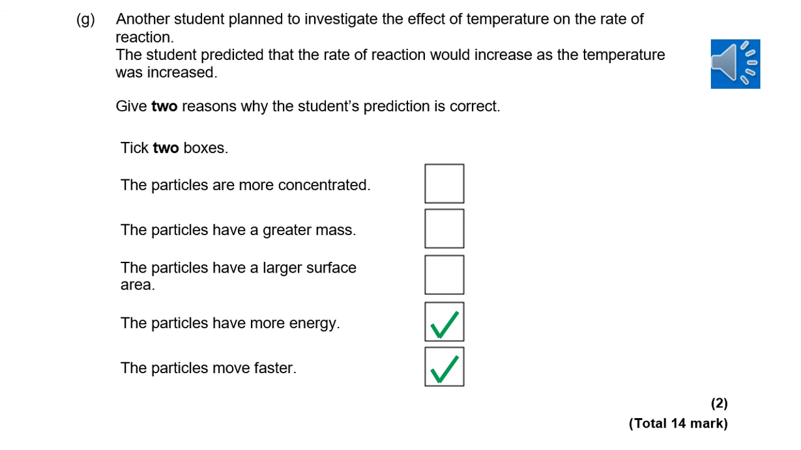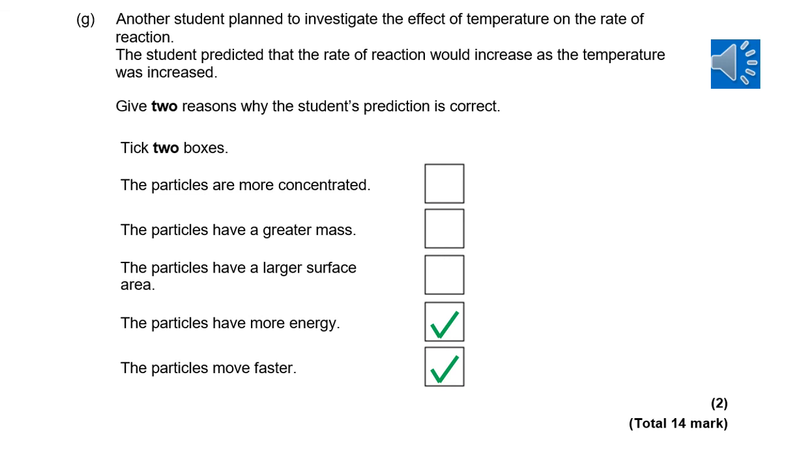Second one, the particles have a greater mass. Now this is actually a misconception that some students have, that if you warm up some particles, they somehow expand, and if they expand, therefore they've got to have a greater mass. Again, that's not true. The mass of the particles is going to be the same regardless of what temperature they are.